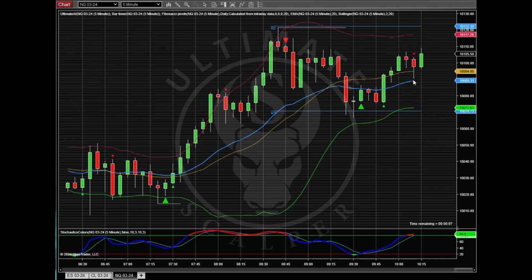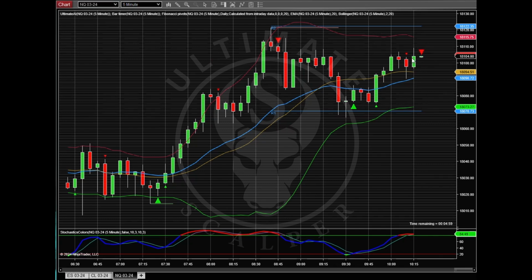It went and bounced right off of the 20 EMA and went against us if we took it on the close. We didn't have a lot of the parameters and filters in line, but we're having a large red happen again. Let's see how that one turns out.